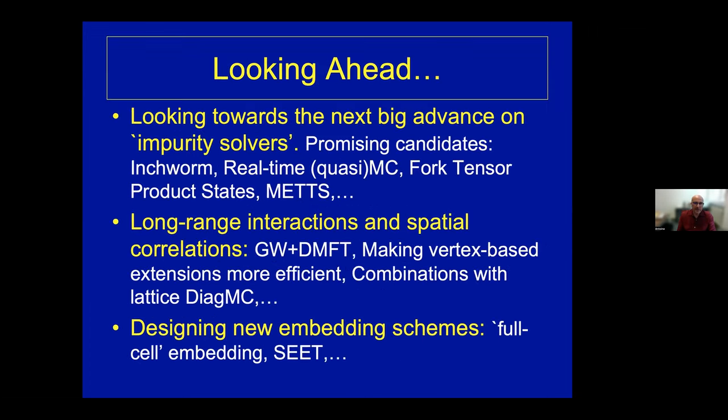And there are many things to do, just looking ahead. We need further advances on impurity solvers, including more orbitals, lowering computational time, and being able to do direct real frequency calculations. There are many routes currently being explored, some of which are listed here. We're also doing a better job with long-range correlations and interactions, and again there are various routes to do that. All this comes with the design of new embedding schemes, of which DMFT is kind of the embryo and poster child.